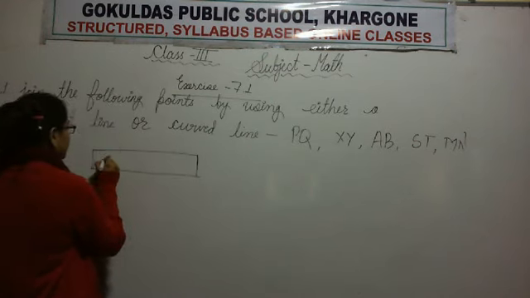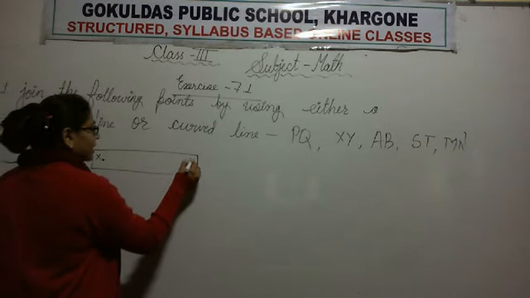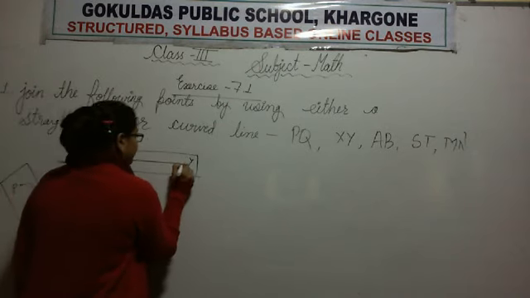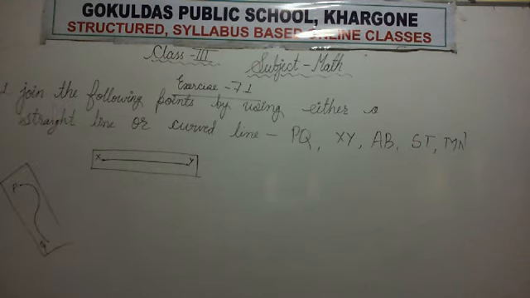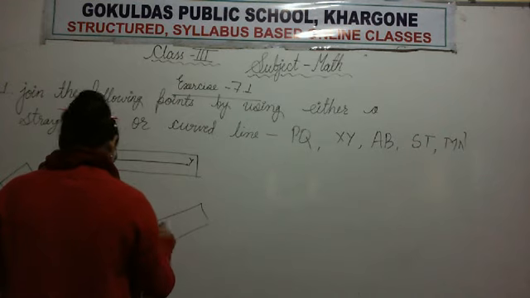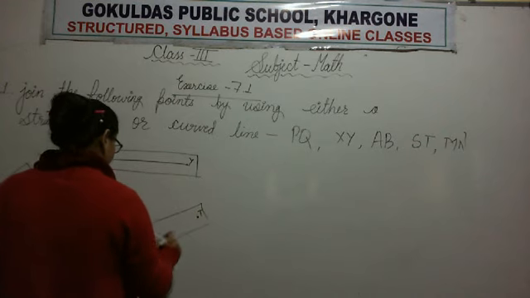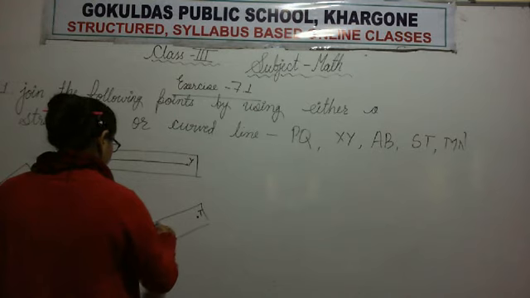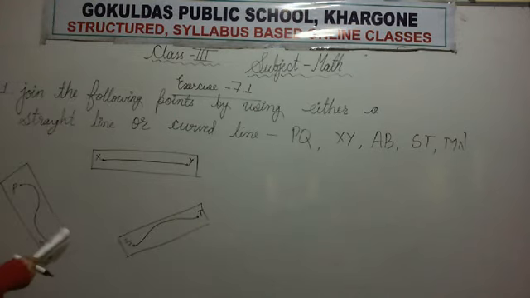Now the next one is point X and Y. So here I am making a straight line. See students, if you are making a straight line, then do use a scale or ruler. Do not make a straight line with the running hand. So the next points are S and T. So this is how I am making a curved line between S and T.